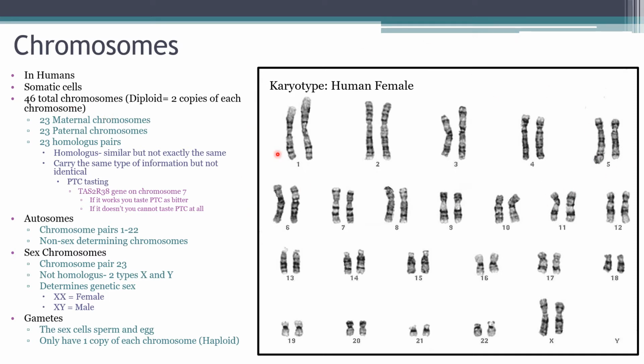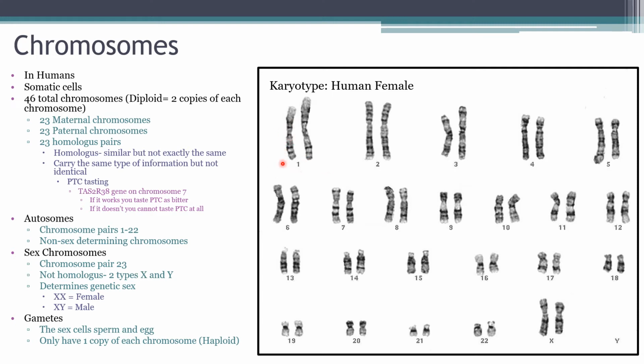Now the image that you're seeing here is called a karyotype. For a karyotype, you take a cell in the middle of mitosis, you kill it, you pop open the nucleus, and you stain the chromosomes. You do this in the middle of mitosis because this is when the chromosomes are most dense and you can actually see them with a light microscope.